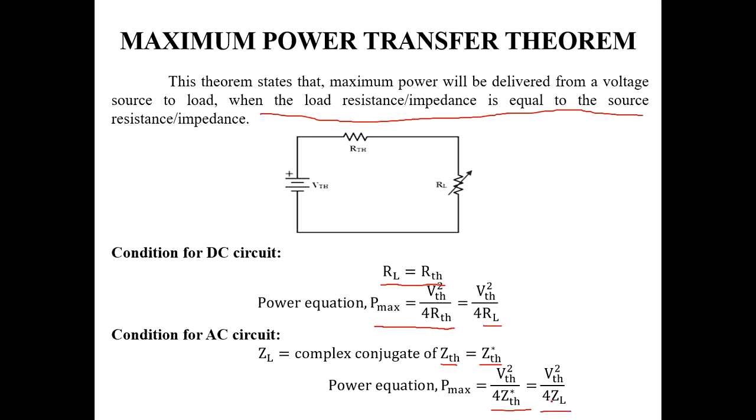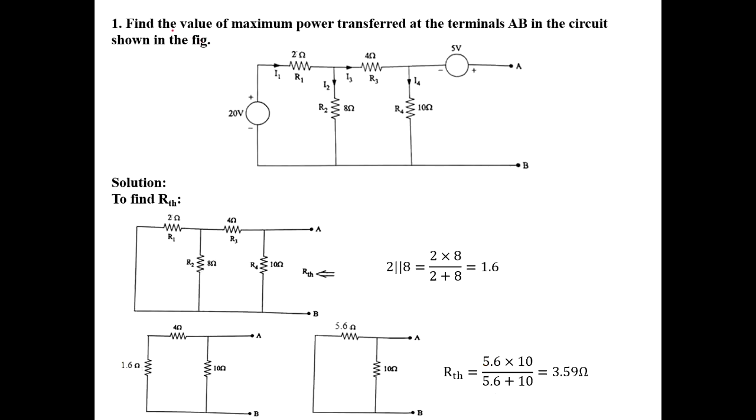The application of this theorem is to provide maximum power to a load. Some examples are stereo amplifiers, radio transmitters, communications equipment, automobile engines. Let's see the first problem. Find the value of maximum power transferred at the terminals AB in the circuit shown in figure.